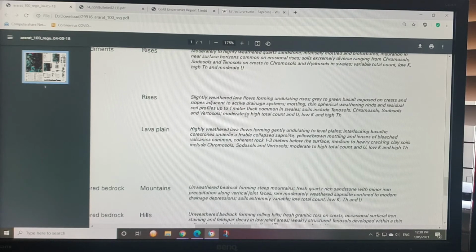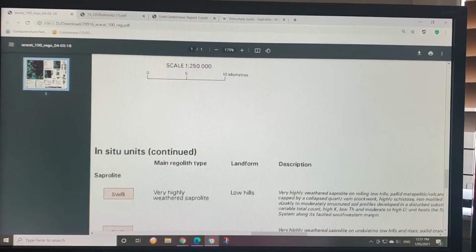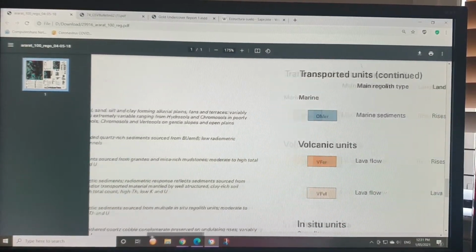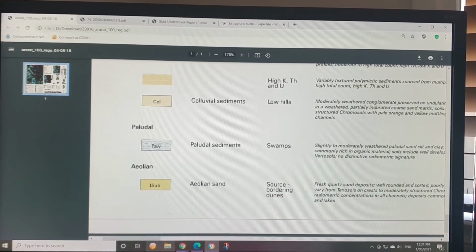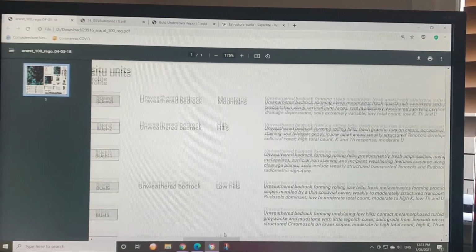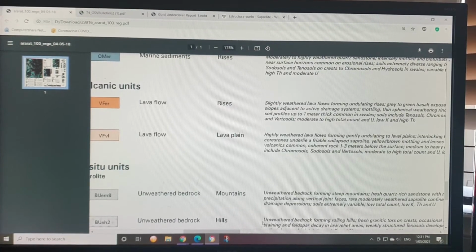Yeah, so to high total count of uranium, low potassium, high thorium. So it doesn't say anything about the actual gold deposits. And if we have VEL1, where is that? No, or maybe just VEL. Or maybe okay, so lava.